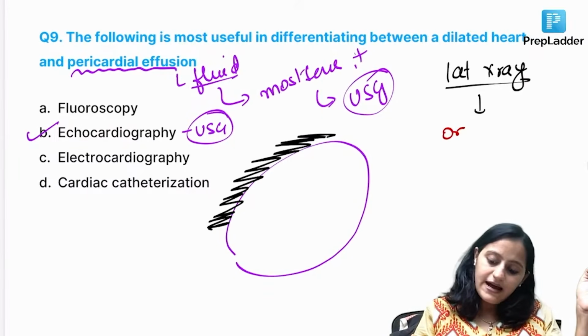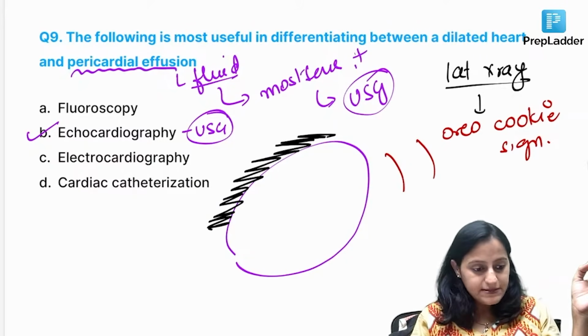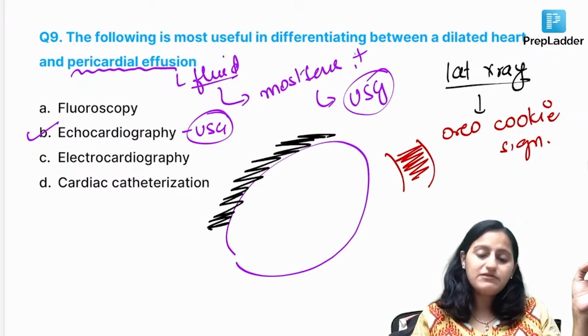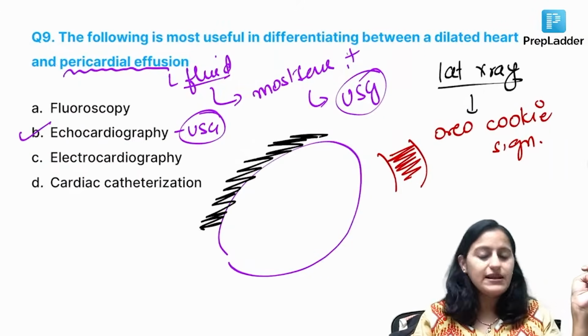That is something called the Oreo cookie sign, right? The Oreo cookie sign. So you have the two black layers, and then in between that, you have the white fluid which is accumulating. The Oreo cookie sign is what you see on lateral X-ray.